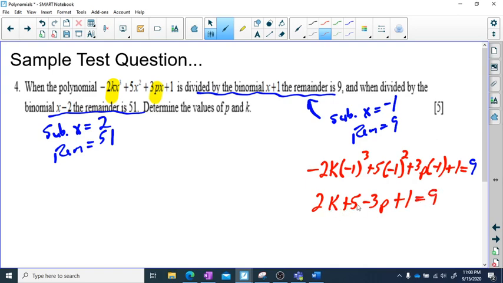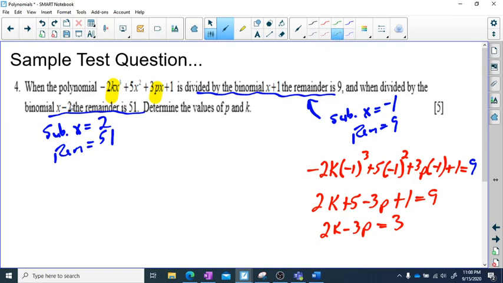I think what I'll do is keep the variables together, so the 2k subtract 3p, and then I'll take the number. So I get 5 and 1 is 6, take it to the other side, 9 take away 6 is 3. So there's an example of what's called a linear equation with 2 unknowns. Well, I can't solve that by itself. I need to build another equation.